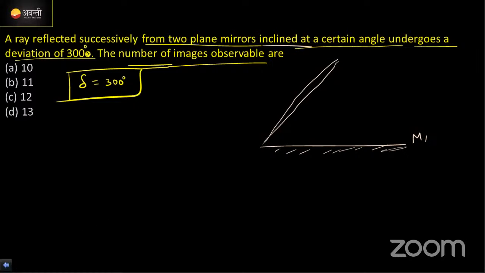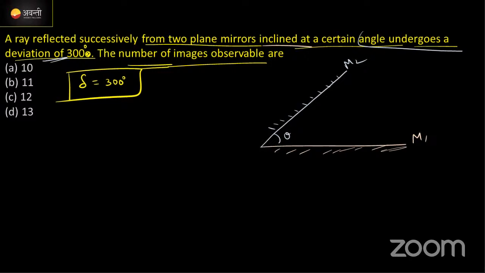The second one is inclined to the first one with an angle theta. This is mirror 2 with an angle theta. Now, one ray is coming and is incident on a mirror. After the reflection, it undergoes a deviation with an angle of 300 degrees. They have given 300 degrees. Now we need to find the value of theta. If we know the value of theta, we can easily calculate the number of images.